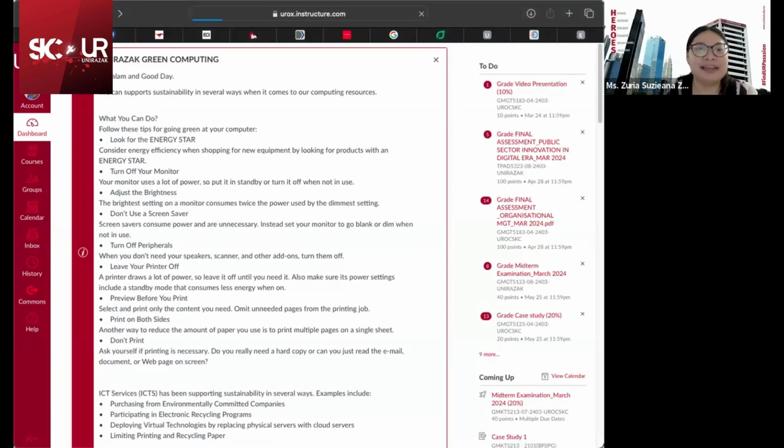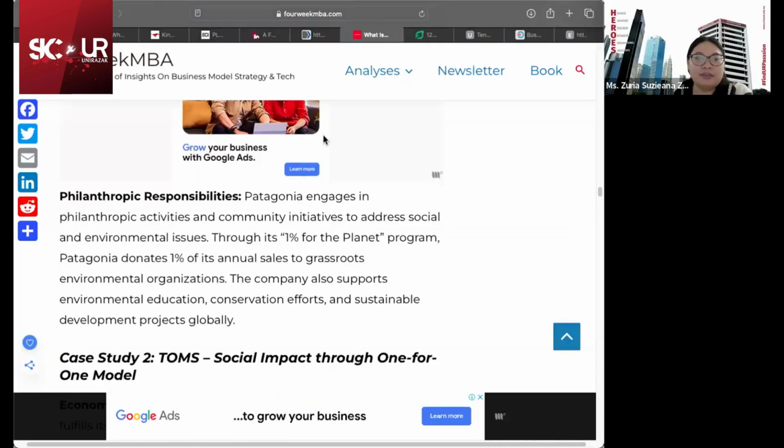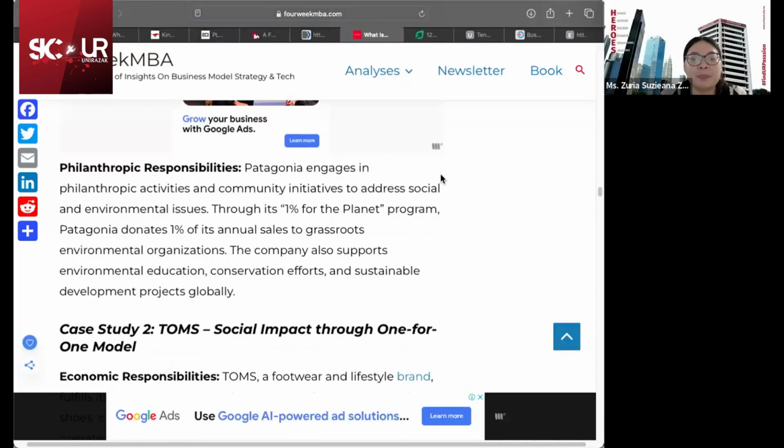We have to go back. And then for philanthropic responsibility, what they do is they engage in community initiatives to address social and environmental issues. One, they have the 1% for the Planet program. Patagonia donates 1% of its annual sales to grassroots environmental organizations. The company also supports environmental education, conservation efforts, and sustainable development projects globally.